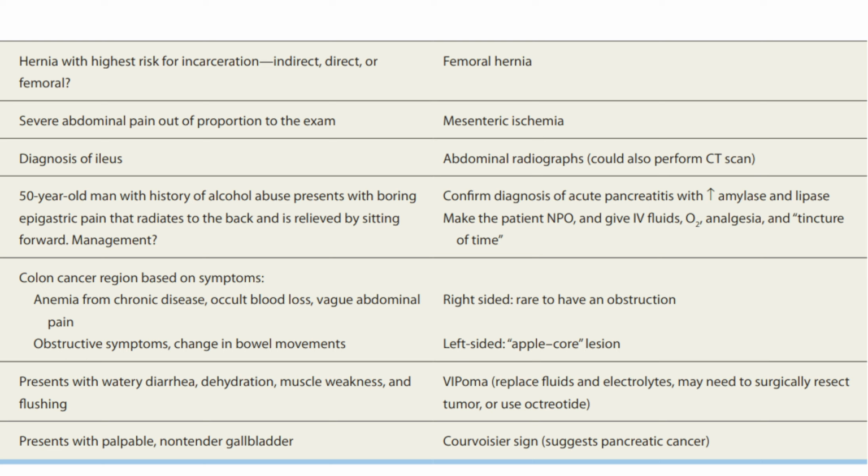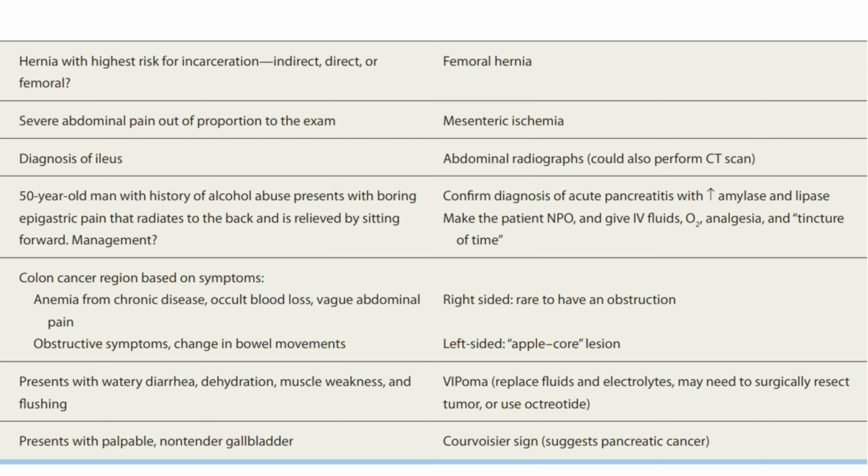So the hernia with the highest risk of incarceration: is it indirect, direct, or femoral? Which one? The hernia with high risk of incarceration is the femoral hernia. Severe abdominal pain out of proportion to the exam. This is mesenteric ischemia. Mesenteric ischemia gives you severe pain out of proportion to the exam.